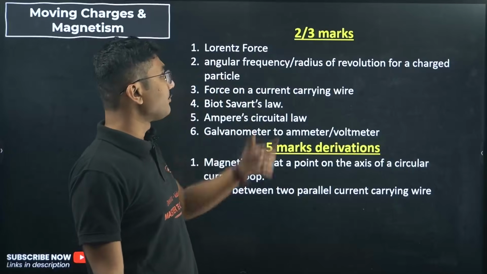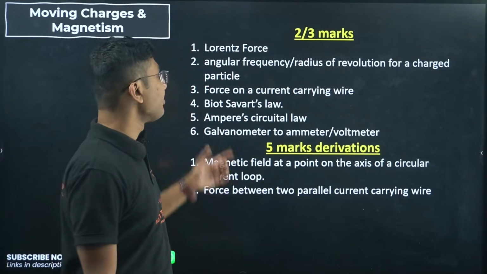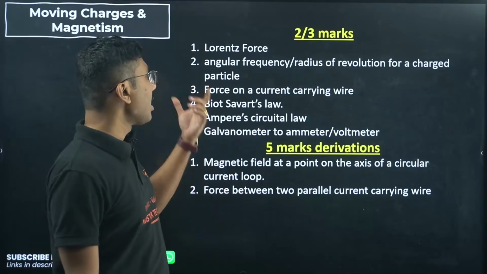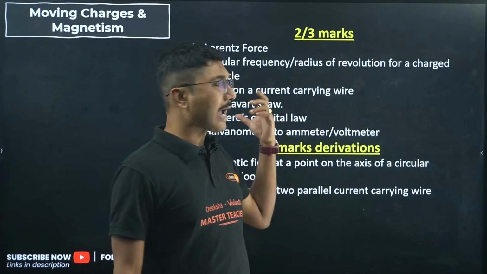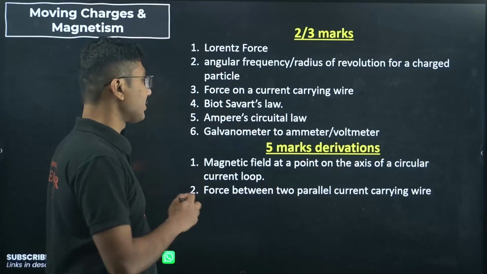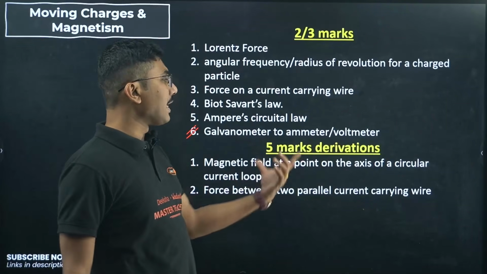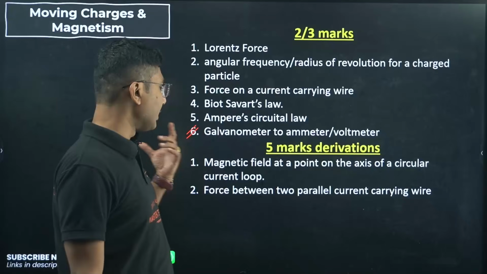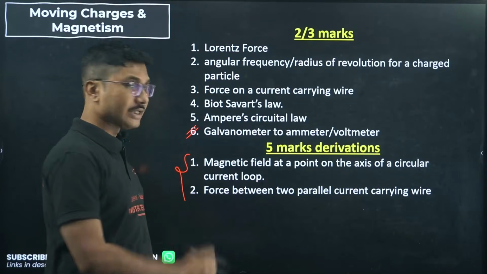Next, moving charges and magnetism, important chapter. Lorentz force, angular frequency, or radius of revolution, one of them might come. Force on a current carrying wire, Biot-Savart law, Ampere's circuital law, galvanometer to ammeter and voltmeter conversion. One of the conversions generally comes every year, so you should practice them as well. Magnetic field at a point on the axis of a circular current loop, force between two parallel current carrying wires, one of the derivations will come this year as well.